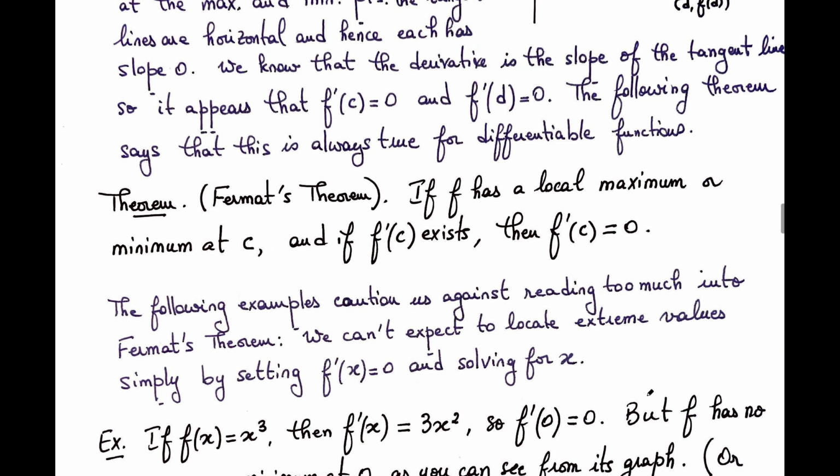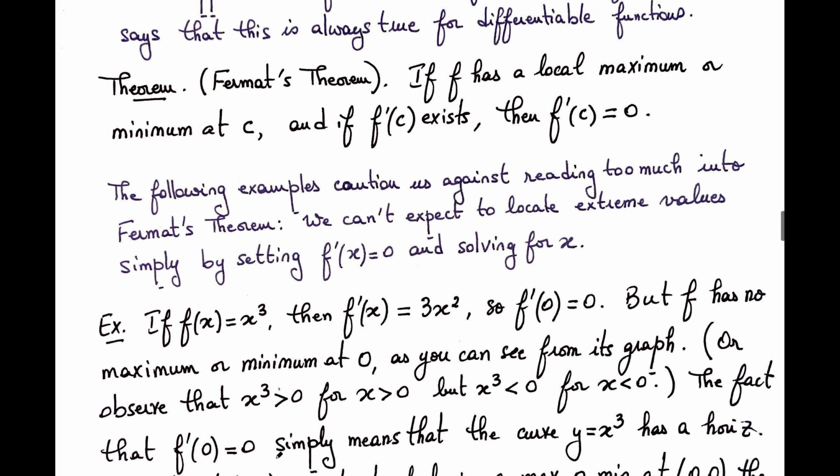So here are a couple of examples that are going to caution us against reading too much into the theorem. By this we mean we cannot expect to locate extreme values simply by setting f prime of x to be 0 and then solving for x. You can look at those only as long as f prime of c exists, which means f being differentiable at c.